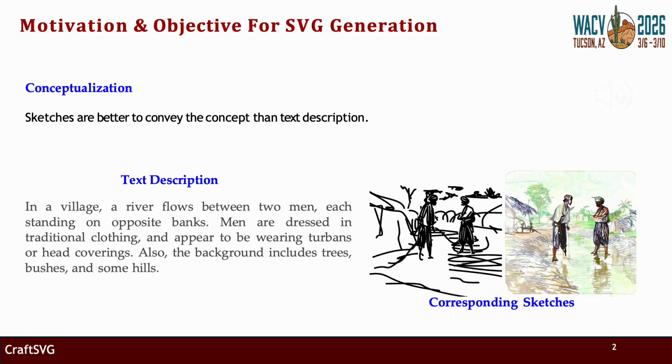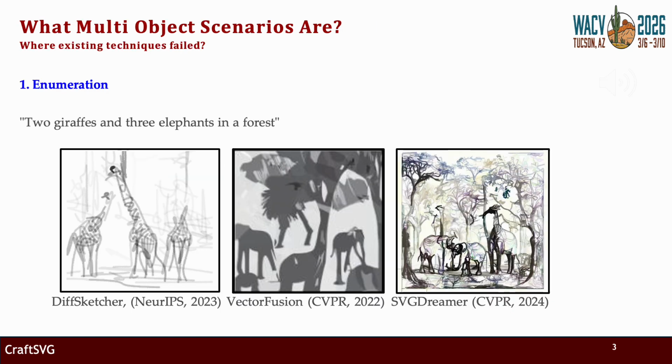A sketch corresponding to a text instantly sets the visual composition. So where exactly do these existing techniques fail in these multi-object scenarios? First, they struggle heavily with enumeration. When given a prompt like 2 giraffes and 3 elephants in a forest, prior methods like DiffSketcher, VectorFusion, and SVGDreamer frequently fail to generate the correct number of subjects.